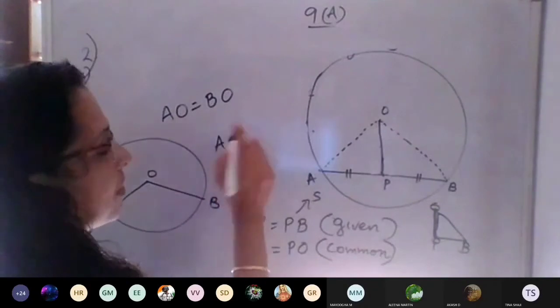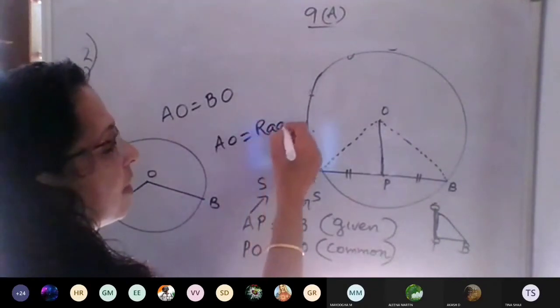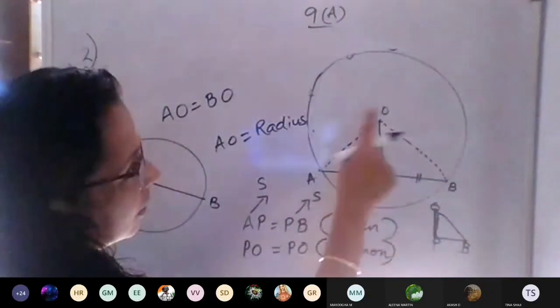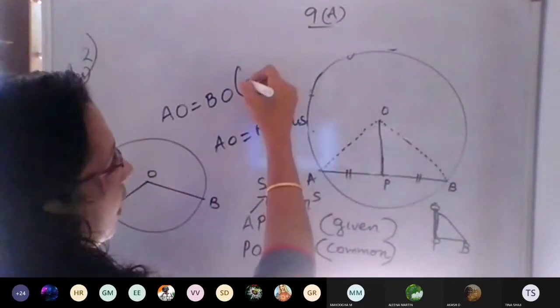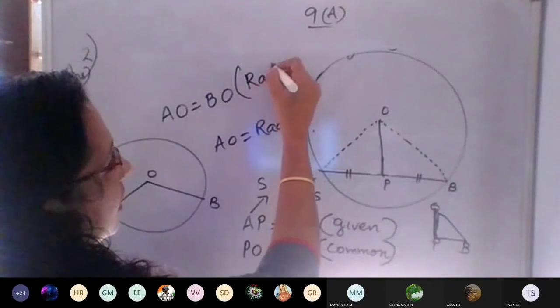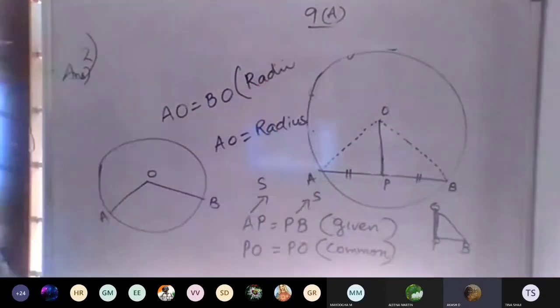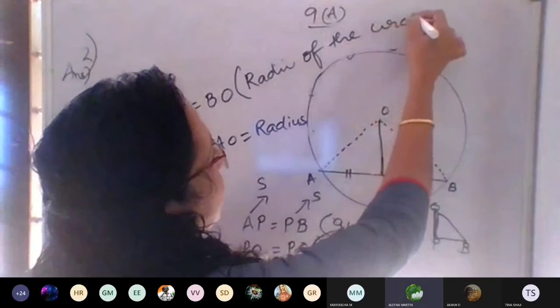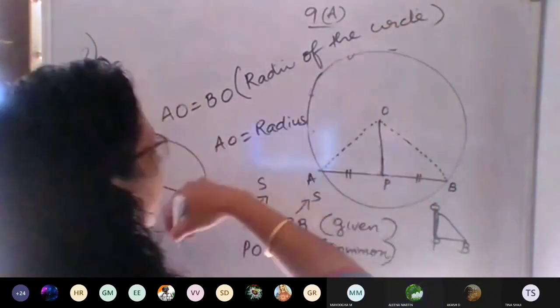So AO means simply we will write a radius. So these two are there, and so many are there. Radius, plural, is radii, R-A-D-I-I. Radii of the circle.